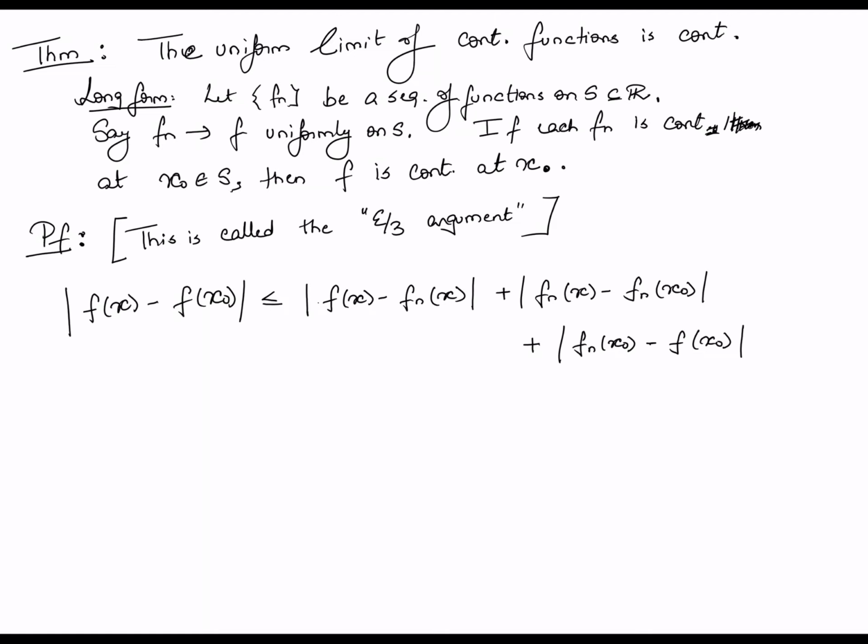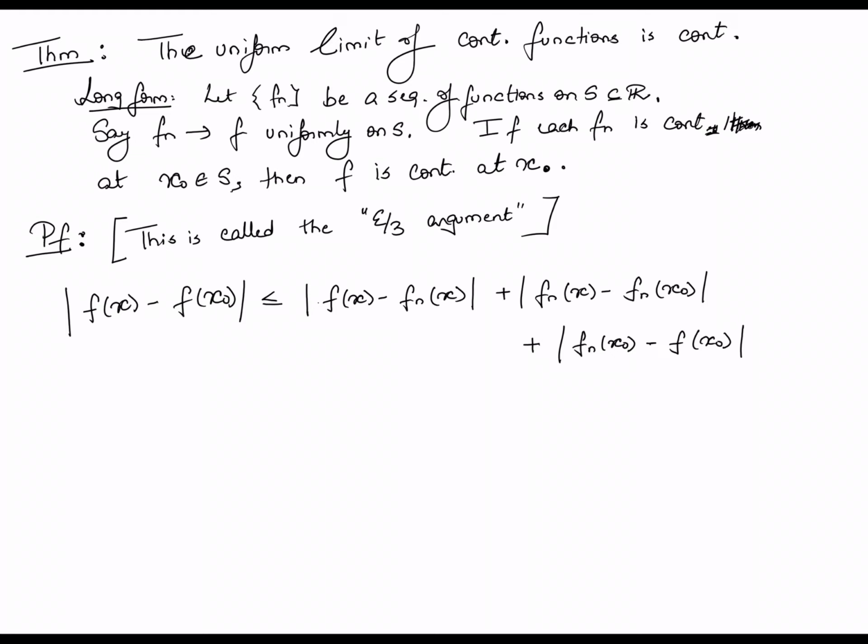The first piece concerns the difference between f of x and fn of x, which from the statement of uniform convergence we can show is small. The third term is the gap between fn of x naught and f of x naught. Again, this is small because fn converges to f. And the second piece, fn of x minus fn of x naught, we will see is small because the function fn is continuous. So the first and the third terms are small because of the convergence, and the second term is small because of the continuity of fn itself at x naught.